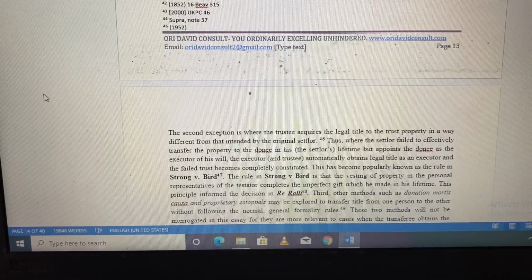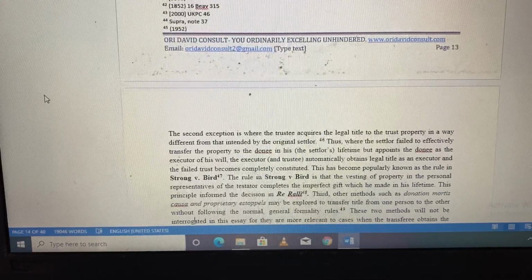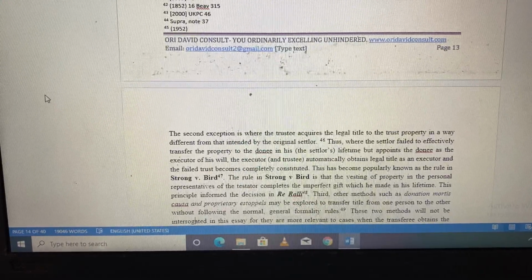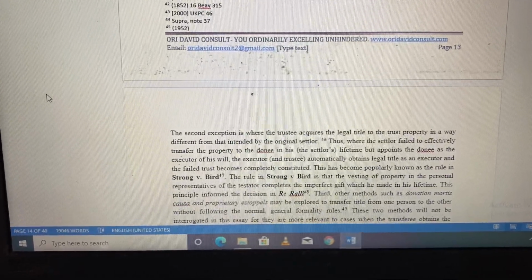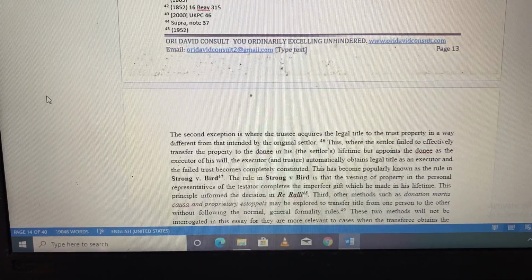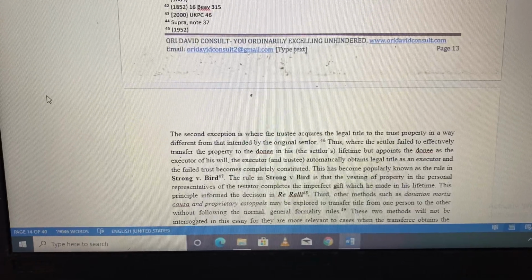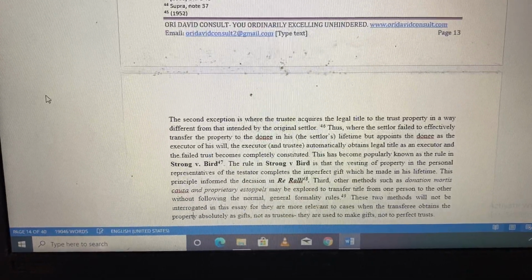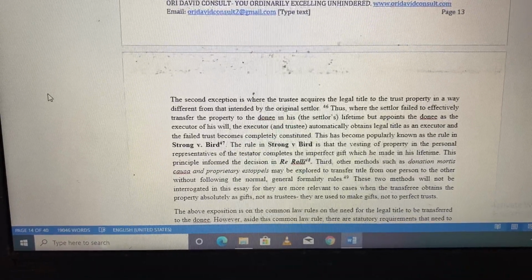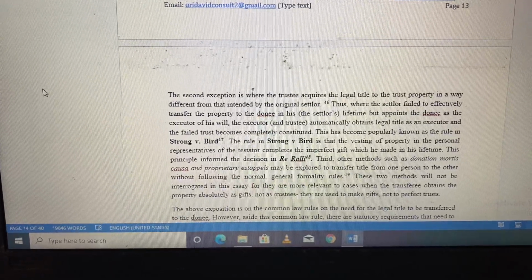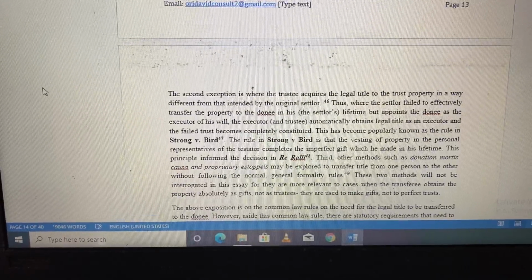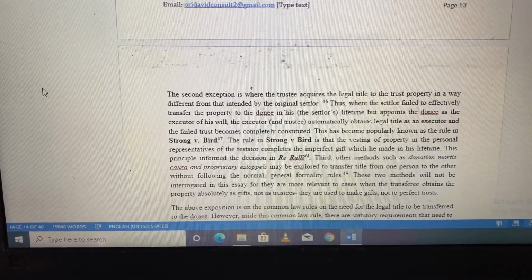And then the third exception is that other methods, such as donatio mortis causa, that is when you give a gift when death is imminent, and proprietary estoppel, may also be explored to transfer title from one person to another without necessarily following the normal general formality rules. And these are the exceptions. These are the 3 exceptions to the rule that where the trust has not been completely constituted, it will not create a valid trust, and the beneficiary will not be able to enforce it.